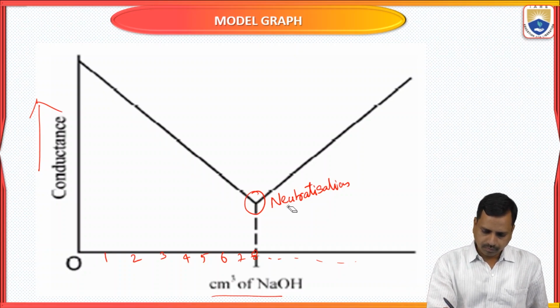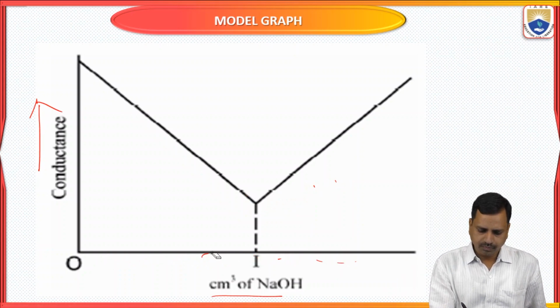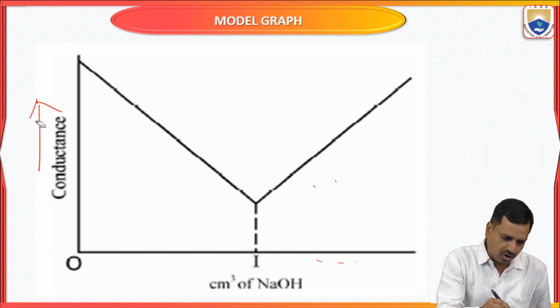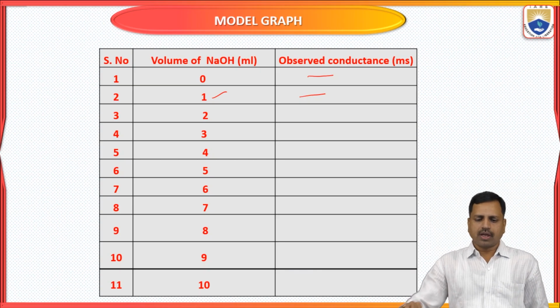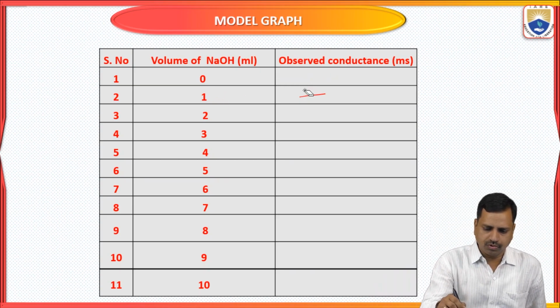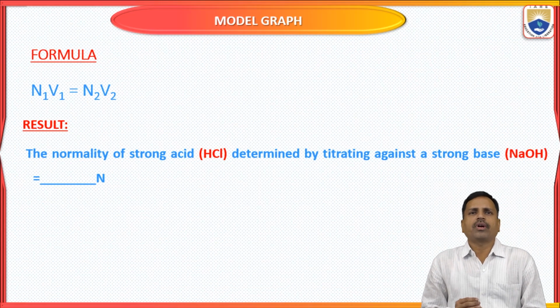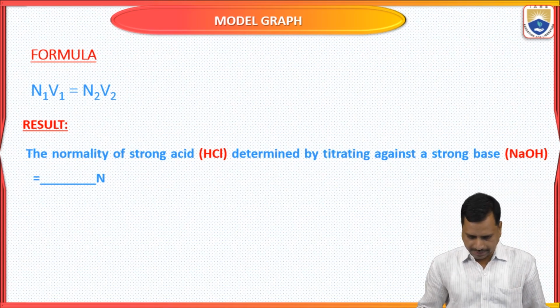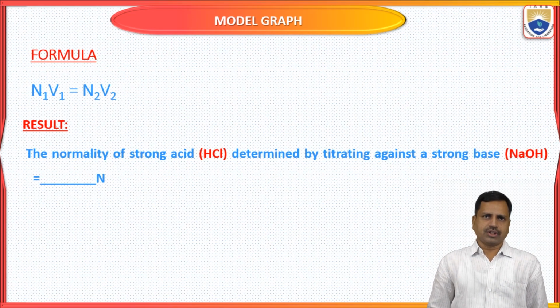So how do we get the graph? You get the graph by plotting volume of NaOH on the x-axis and conductance values on the y-axis. Then this is the tabular column, so we have taken the readings. Then what is the formula? N1 V1 is equal to N2 V2. So how do you calculate? N1 V1 is equal to N2 V2.